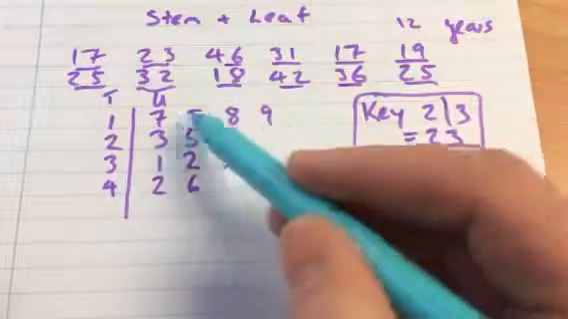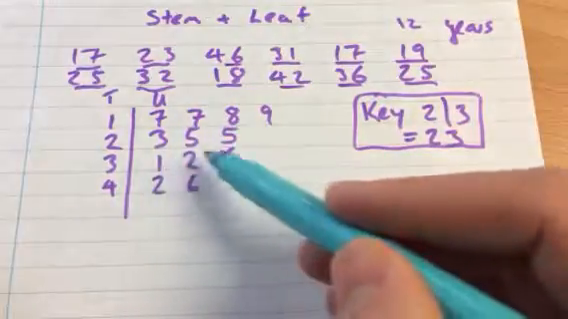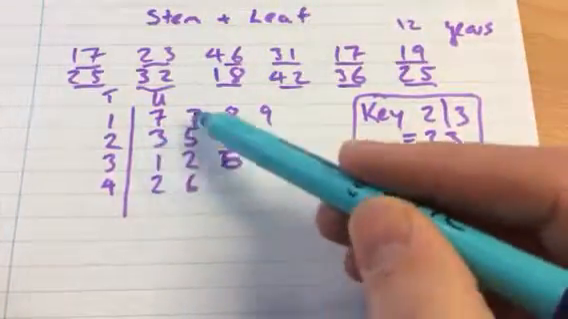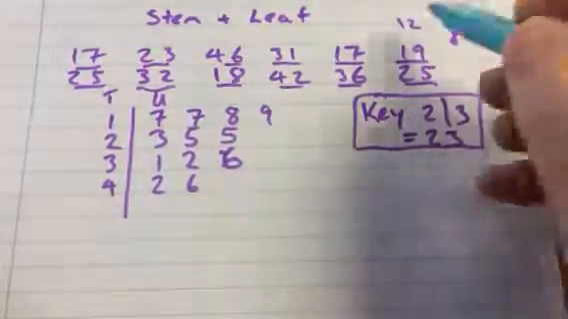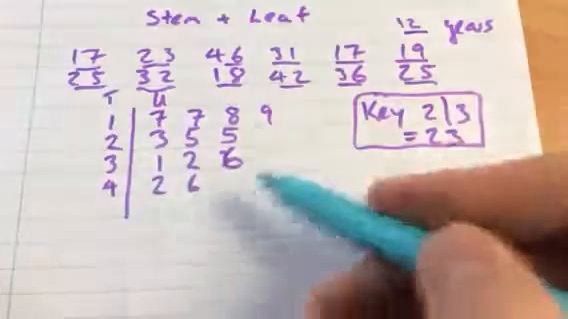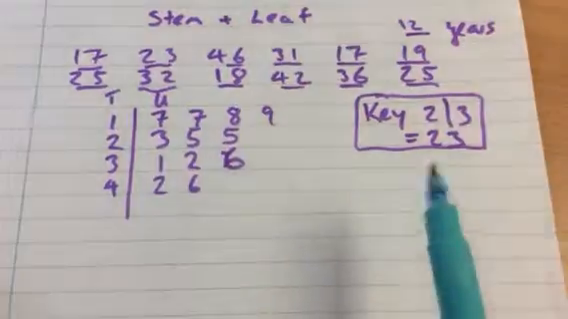And just check that I've got 12. 1, 2, 3, 4, 5, 6, 7, 8, 9, 10, 11, 12. So yes, I've used all 12. So that's the stem and leaf correctly displayed.